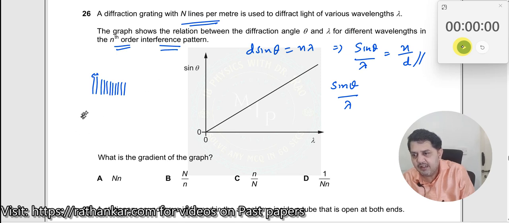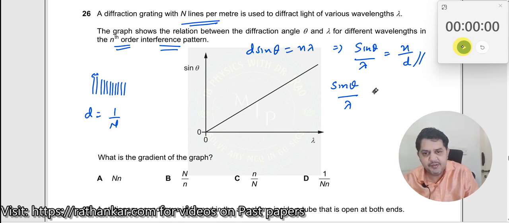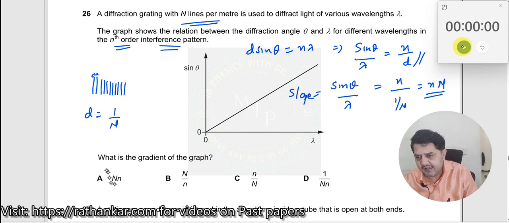So we know that if you have N lines per meter, then d should be equal to 1 by N, the reciprocal of this. If I substitute this value, sin theta by lambda, which is nothing but your slope, will now be equal to n divided by 1 by N, which would be equal to n into capital N. Thus the right answer is option A.